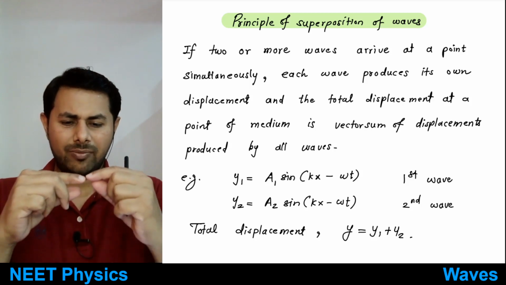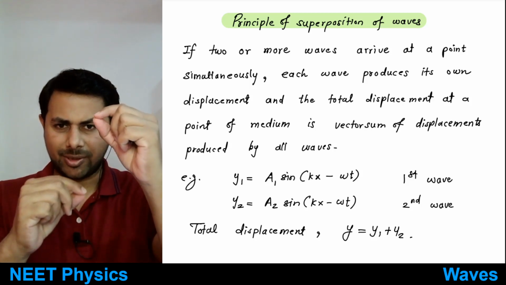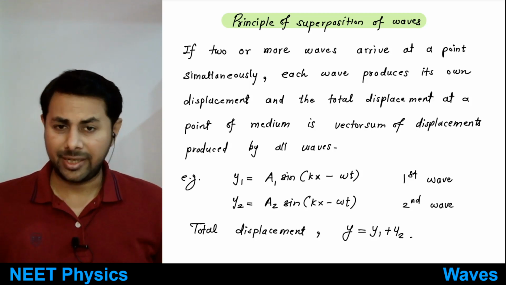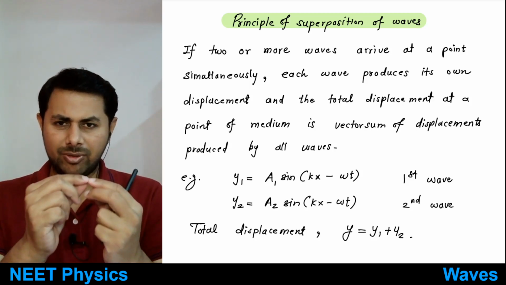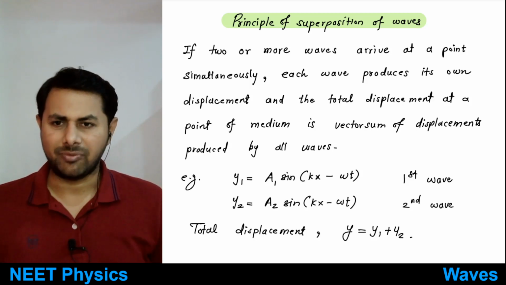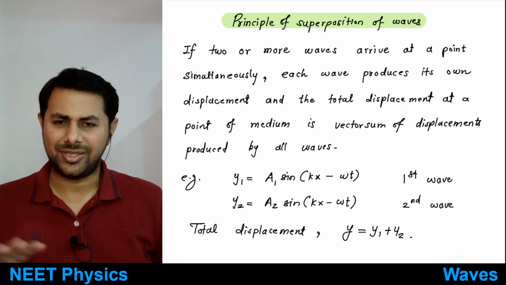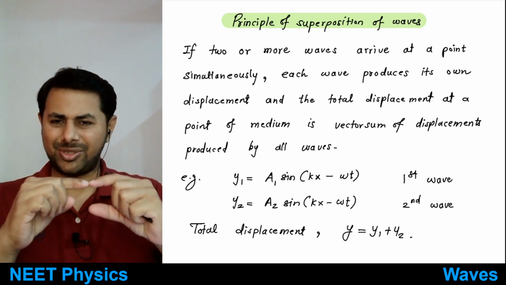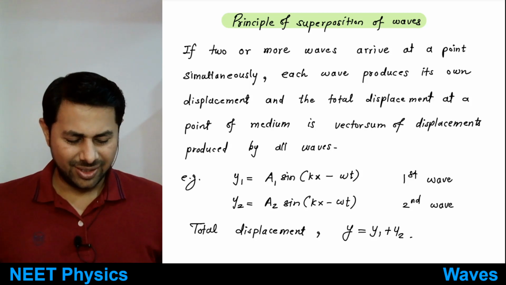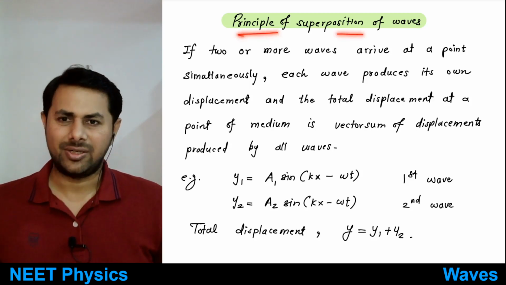But suppose the first wave lifts it by this much amount and the second wave pulls it down by this much amount, then what would be the net displacement? So the net displacement would be the displacement due to the first one minus the displacement due to the second one. Actually it's addition only, but the displacement due to the second one is negative. It's pulling it down, right? So that is the principle of superposition.